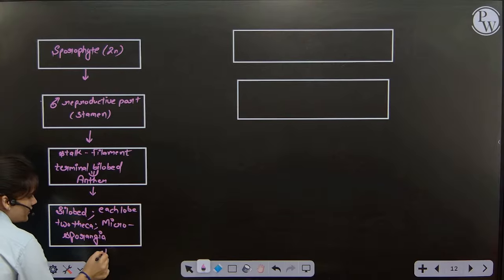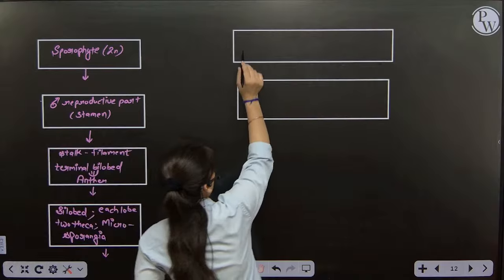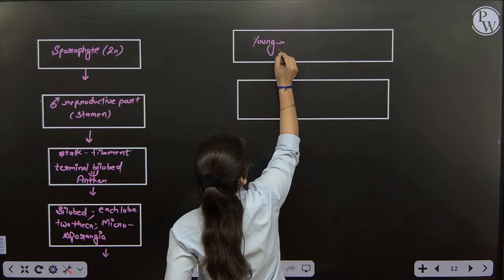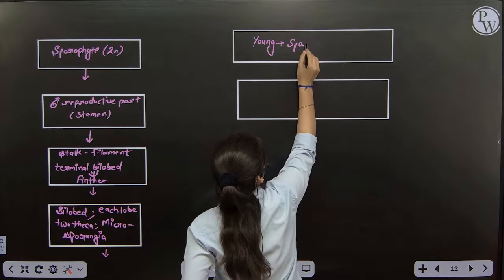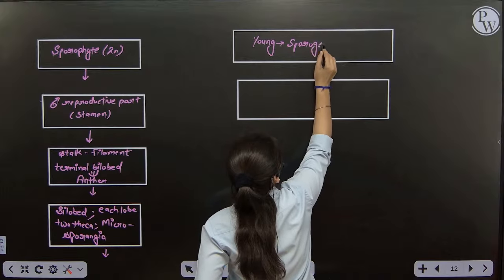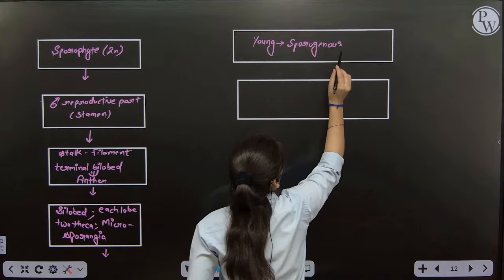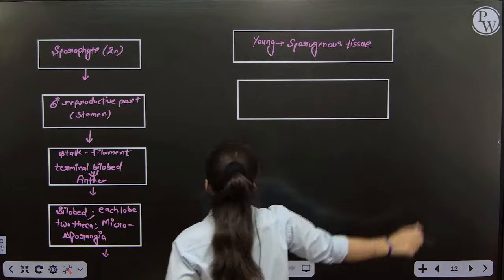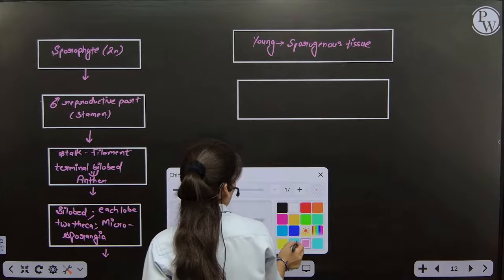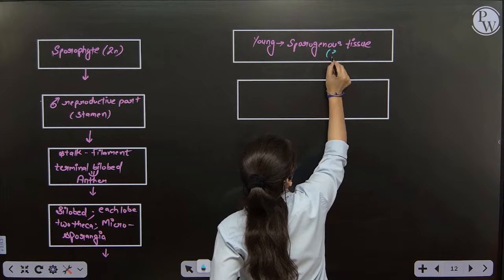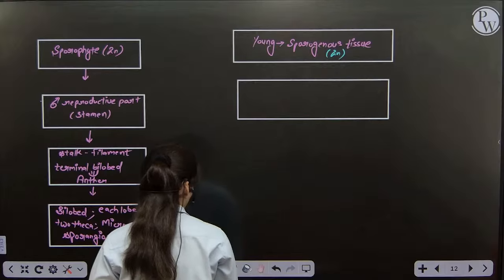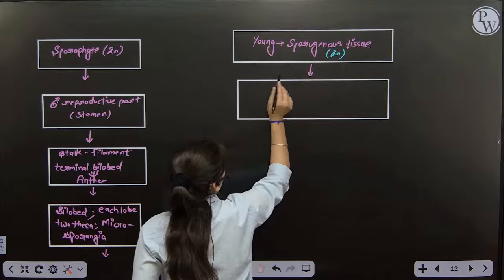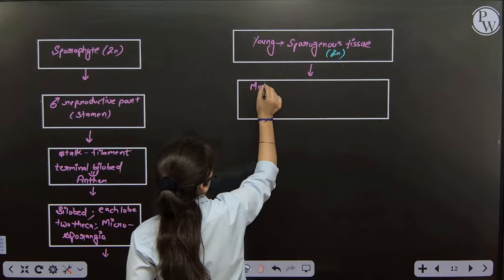Then what happens when the anther is in the young condition? In the young stage, what happens? Sporogenous tissue cells occupy the center of the microsporangia. What about the ploidy of these cells? They are also 2n. Then what happens when the anther starts to mature?